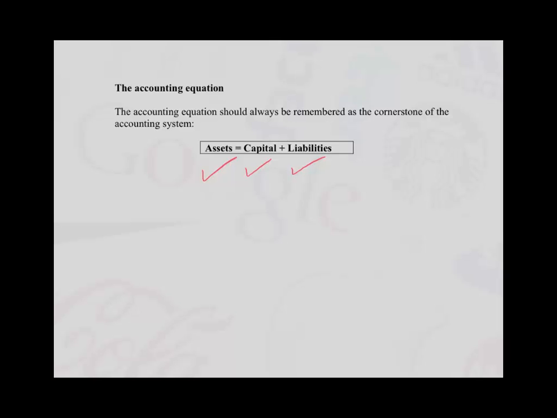So the assets themselves are split into fixed assets, sometimes also known as non-current assets, and current assets. Fixed assets basically are long-term assets such as your motor vehicle, your land, your buildings, in other words assets which are expected to last more than a year, and the current assets are those assets that are changing on a day-to-day basis within the financial year.